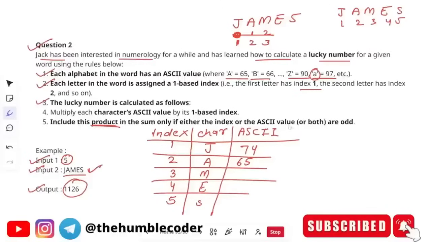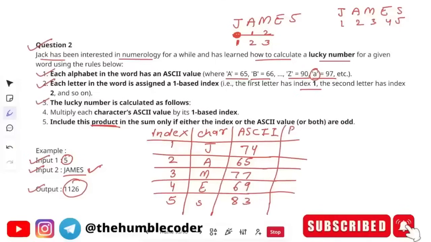And guys, I'm just showing you a dry run. So you don't have to consider all this, you just have to write the code in such a way that everything will be handled properly. For M the ASCII value is going to be 77, for E it is going to be 69, and then for S it is going to be 83. Now we have noted all the ASCII values.